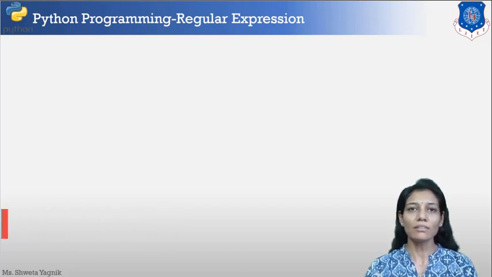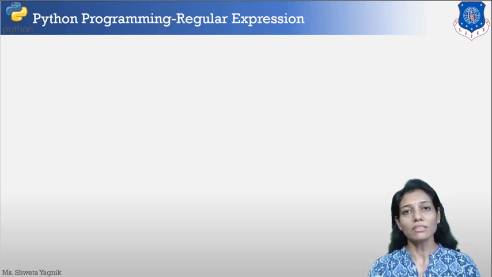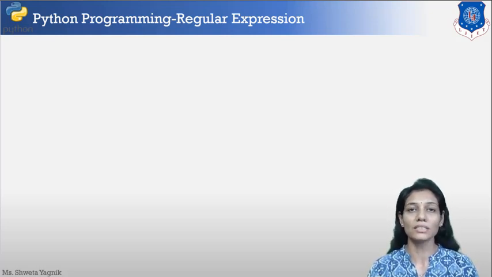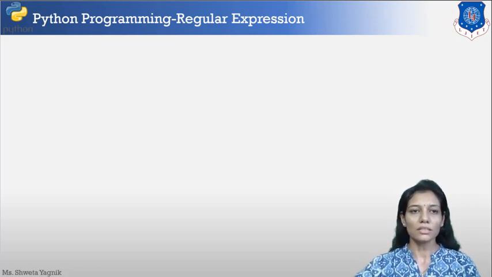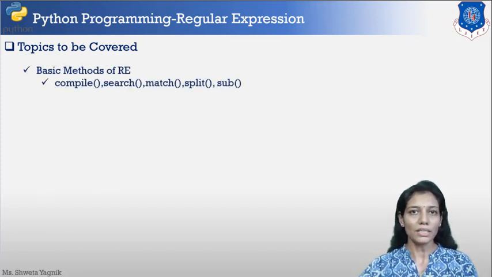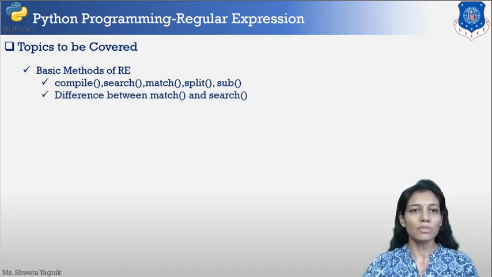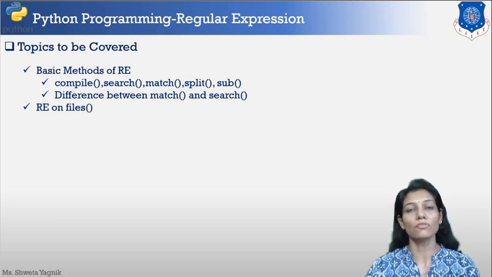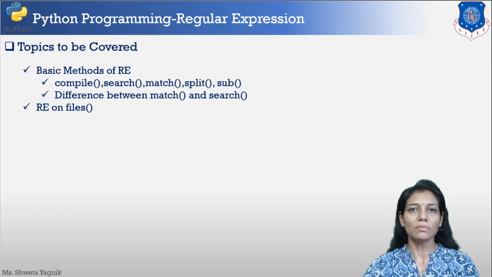So in the last session we saw what a regular expression is, why we require regular expressions, and how to write a pattern and, based on that pattern, use functions like search and findall to extract information. Today we'll see the basic methods of the re module: compile, search, match, split and substitute. Then we'll see the difference between search and match, and how patterns can be used to extract information from a file. So let's begin with the practical example.